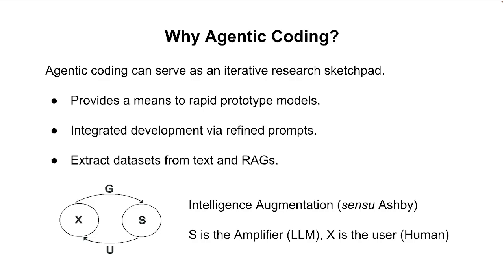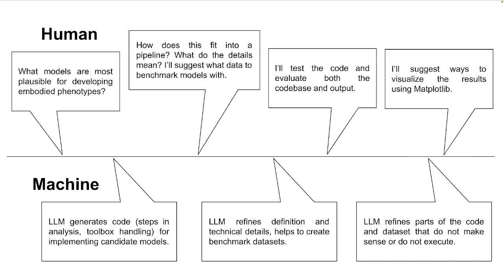And I won't get into what that is, but basically our large language model is the amplifier, and X is the user, the human, and then G and U are the amplification process in this closed loop feedback. So we used Copilot for this work, and we'll talk later about how this work can be improved by maybe using other models.